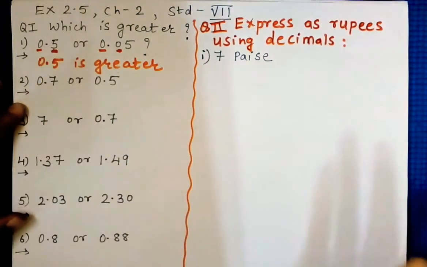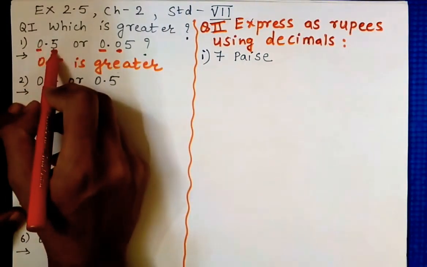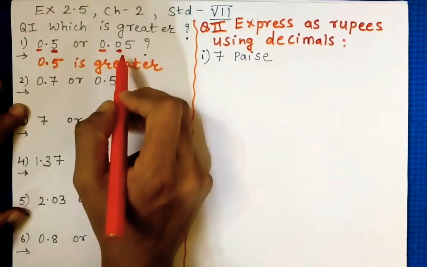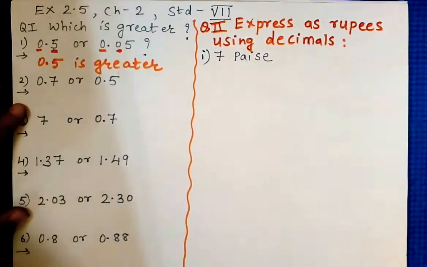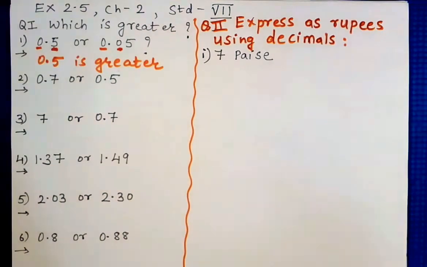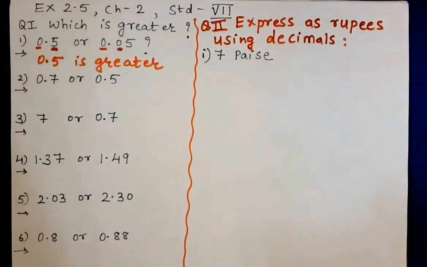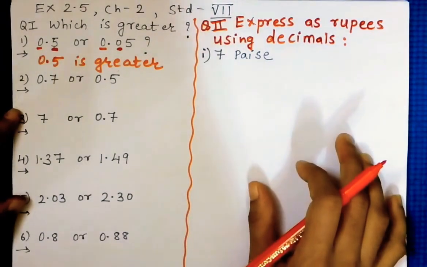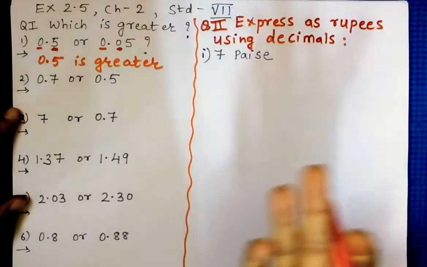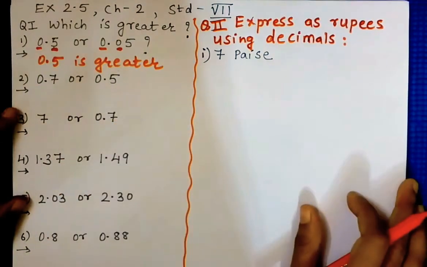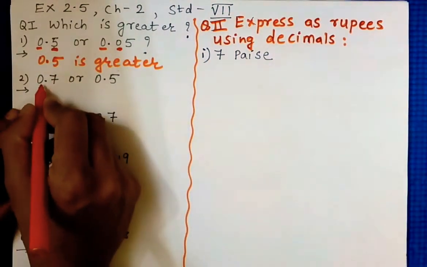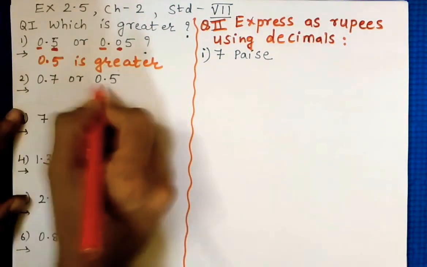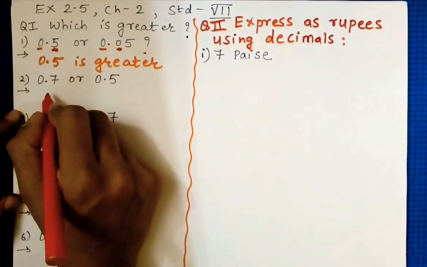Otherwise, another method is you can write 0.5 as 5 upon 10 and 0.05 as 5 upon 100. That is another method of comparing. You can write it as a fraction and then you need to take out the LCM, but that method will be very long because you need to take the LCM and make the denominators the same. That way also you can compare, but this is the easiest way. Now the second one, 0.7 or 0.5. Let us again compare the digits. The first digit is 0 and 0. Again the first digits are the same.